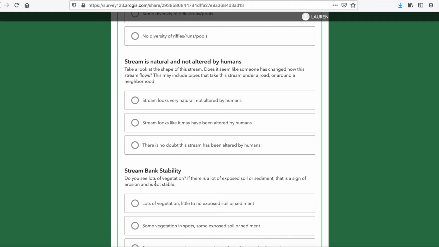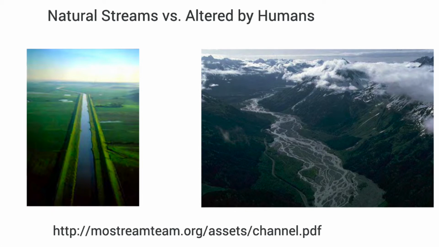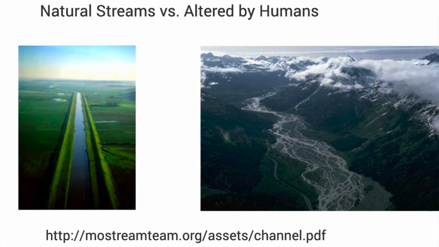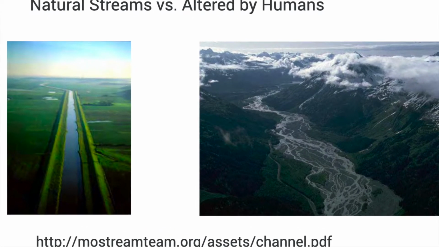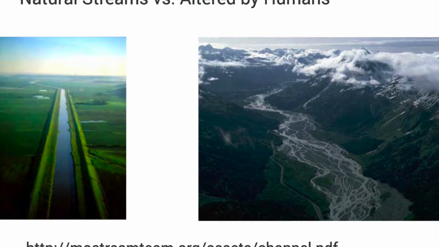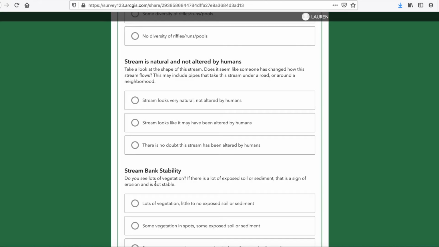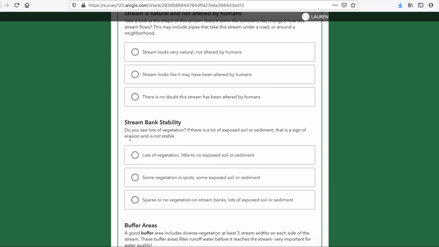The next part of the survey asks you to look at whether or not the stream is natural or altered by humans. Just remember, in general, streams are not naturally straight. They're sinuous or meandering, which means they kind of curve as they flow through the landscape or the watershed.